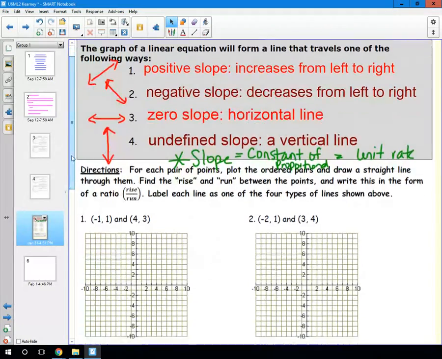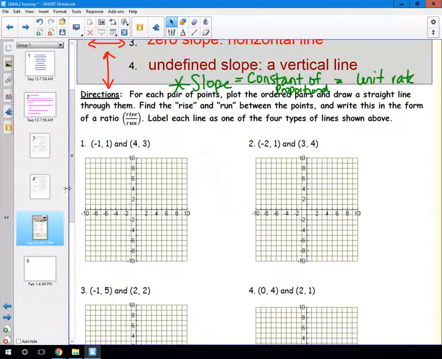So let's look at how to look at a graph or a line and be able to tell what the slope is. Here are your directions. You're going to have 8 problems, and for all these 8 problems, you have 2 points. All it takes to make a line is 2 points. So we're going to plot 2 points and connect them to make our line.